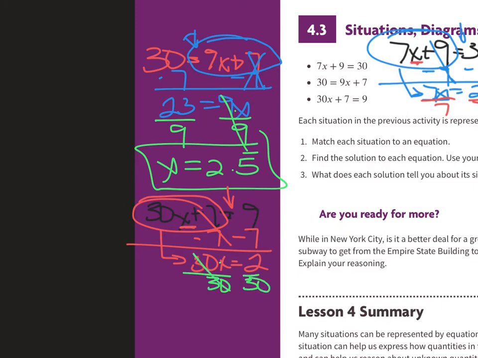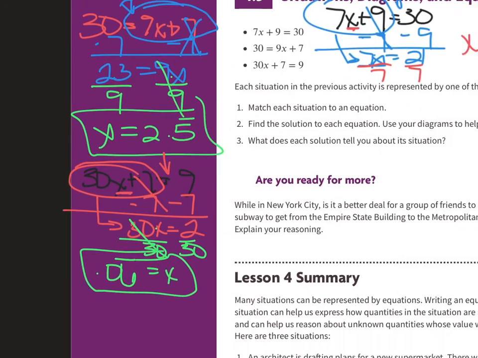Using my calculator once again. 2 divided by 30 equals 0.066666666666 equals x. Okay? So there you have it. And that is it. We are done. So let's look at the summary.